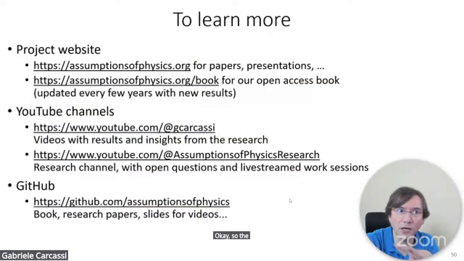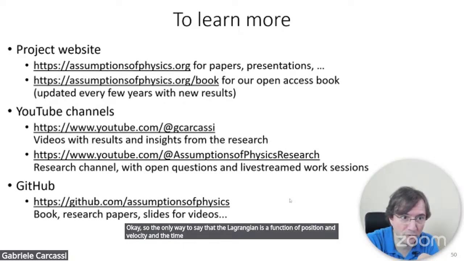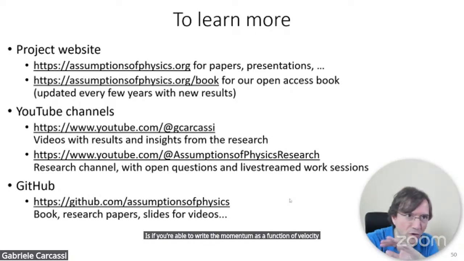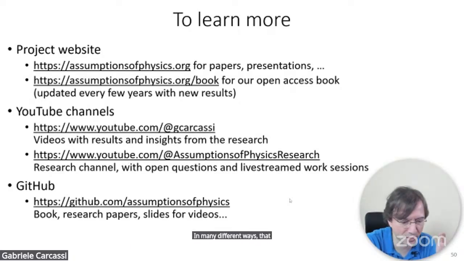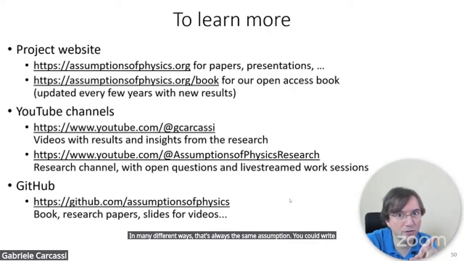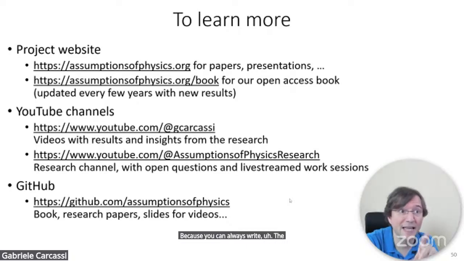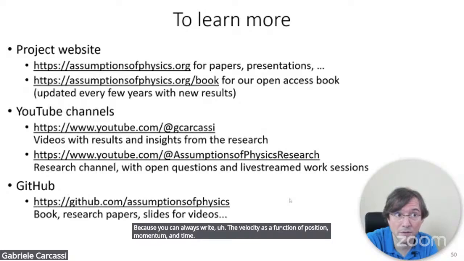Okay, so the only way to say that the Lagrangian is a function of position and velocity and time without momentum is if you're able to write the momentum as a function of velocity. There is no other way. That's really the assumption, and you can show in many different ways that it's always the same assumption. You could write the Lagrangian as a function of position, momentum, and time, because you can always write the velocity as a function of position, momentum, and time through Hamilton's equation.